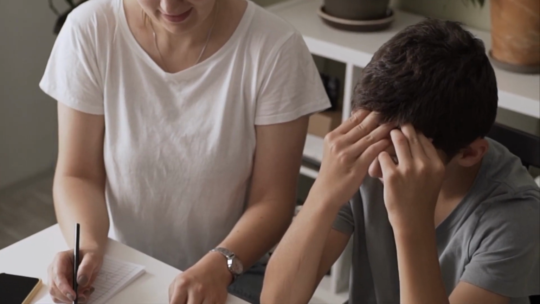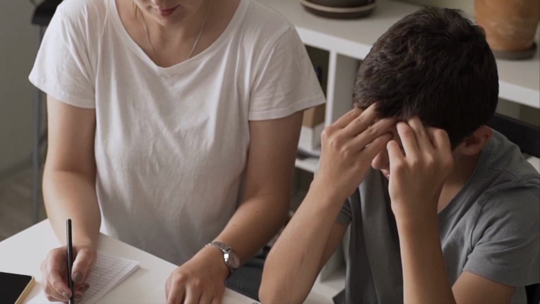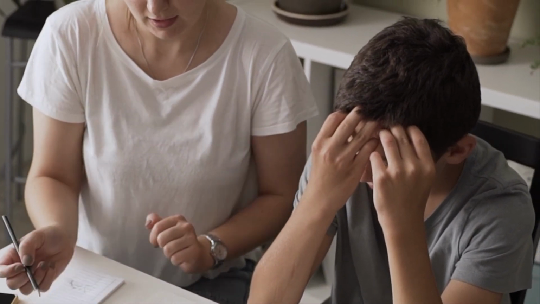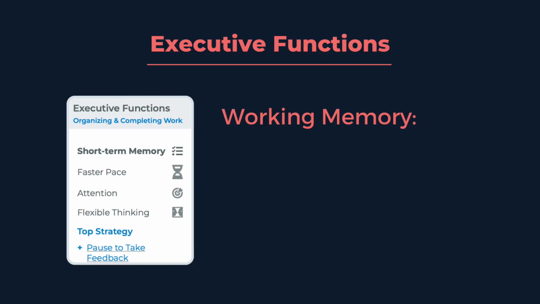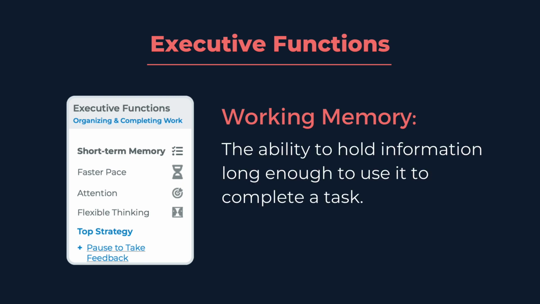Help them to recognize when they're stuck and give them strategies to get themselves unstuck. Working memory, called short-term memory on the student learner profile, is the ability to hold information long enough to use it to complete a task. You're using working memory when you have to remember someone's name 3 minutes into the conversation.